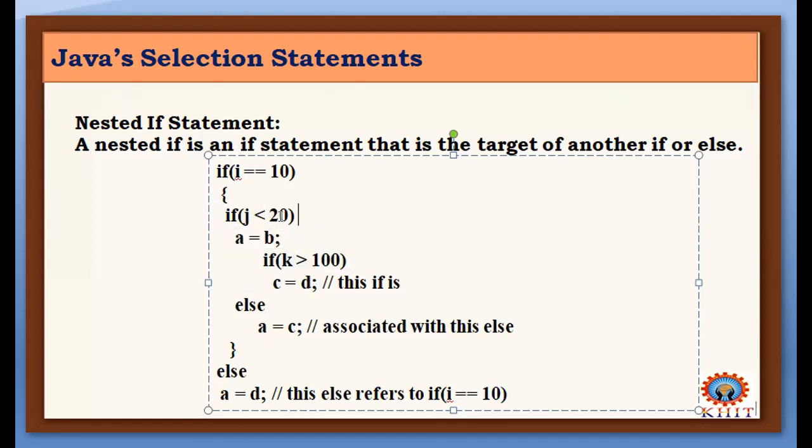If j less than 20 is false, then what is the concerned else? The else of a is equal to b, so else a is equal to c is executed. Otherwise, if i is equal to 10 is false, then it will directly go to else and execute the statement a is equal to d. That is what happens in the program.